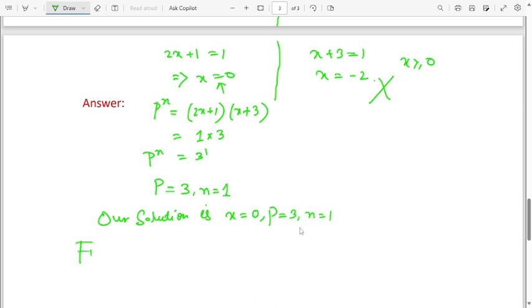What is the final answer? Final answer is, we have two solutions. One is 2, 5 and 2, and another is 0, 3, 1.